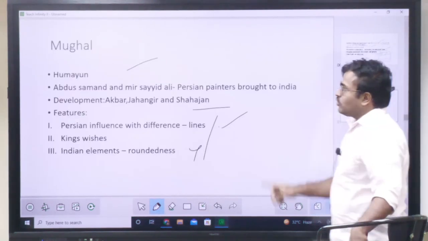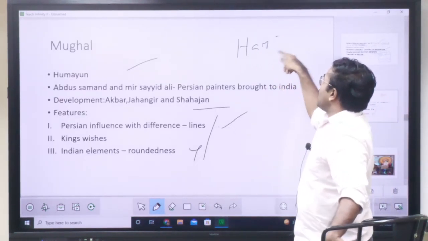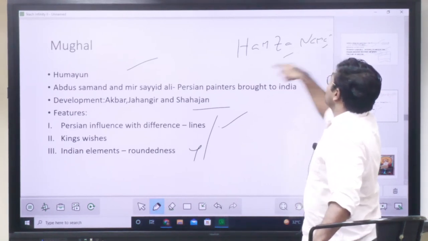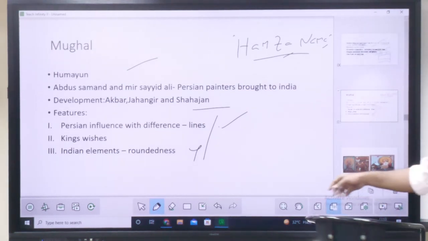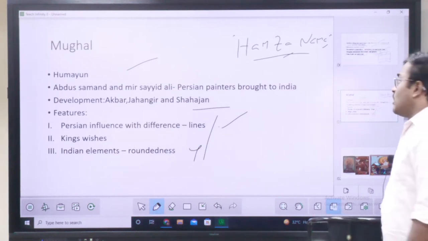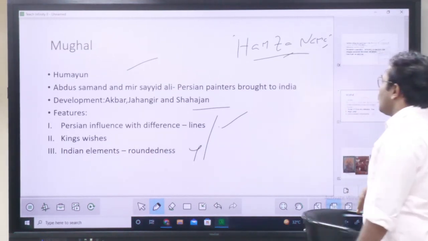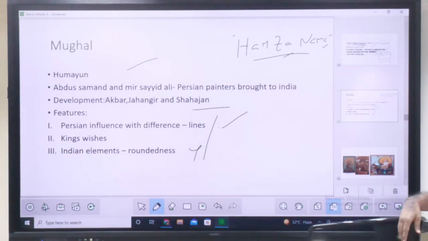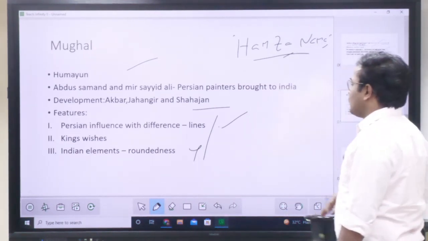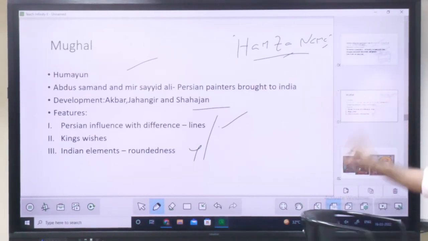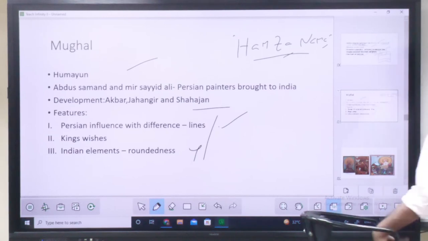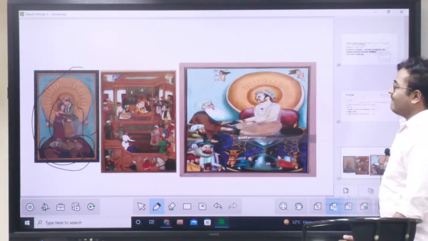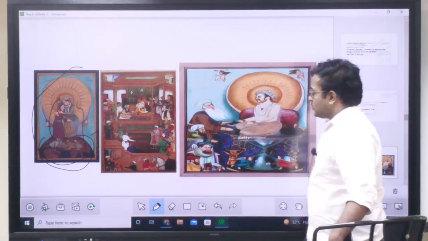Okay, and the most prominent painting during Humayun's period is this book called Hamzanama. You write it down. Hamzanama is the most prominent illustrated manuscript, and it talks about the story of an uncle of Prophet Muhammad, his story and his exploits. It started during Humayun's period, but it was finally finished during the time of Akbar.